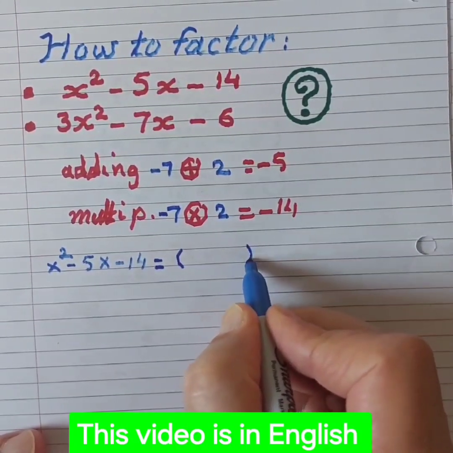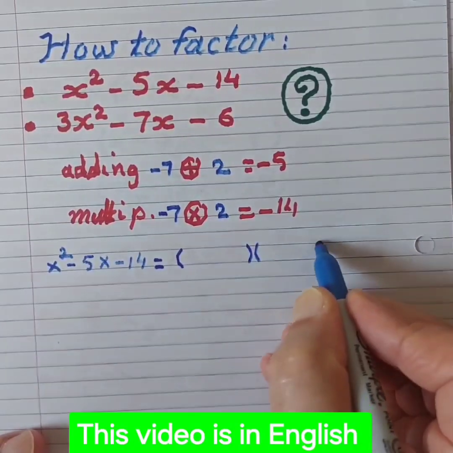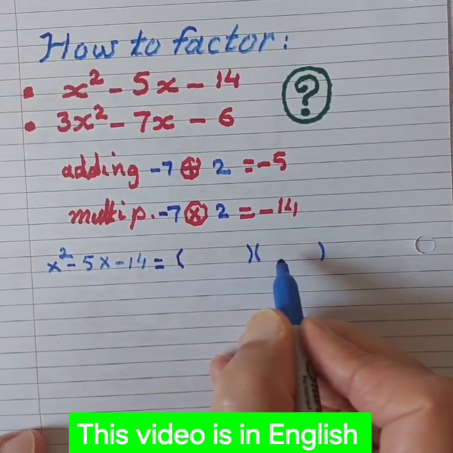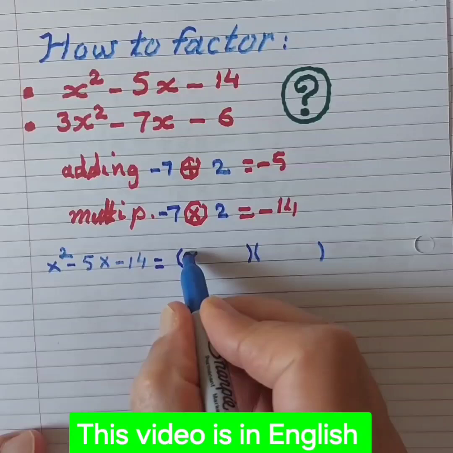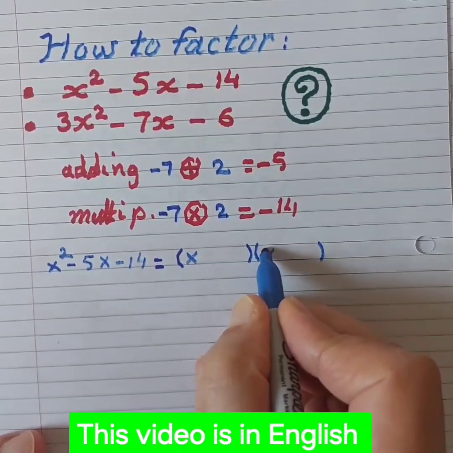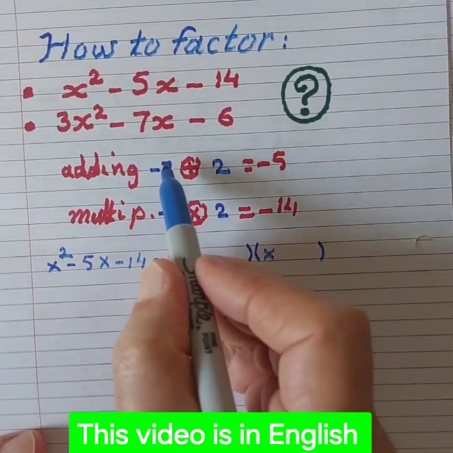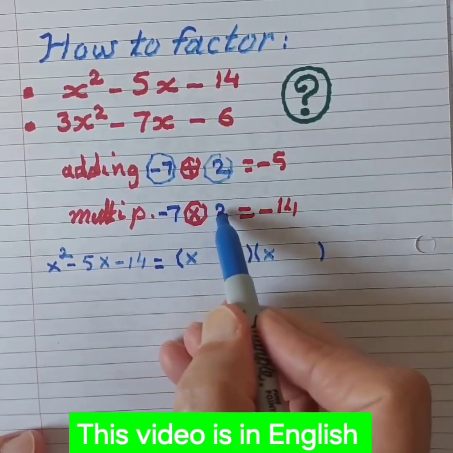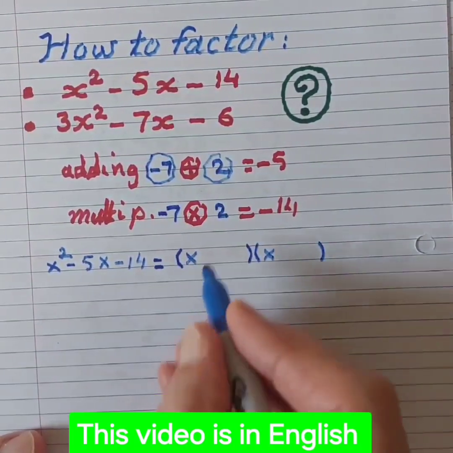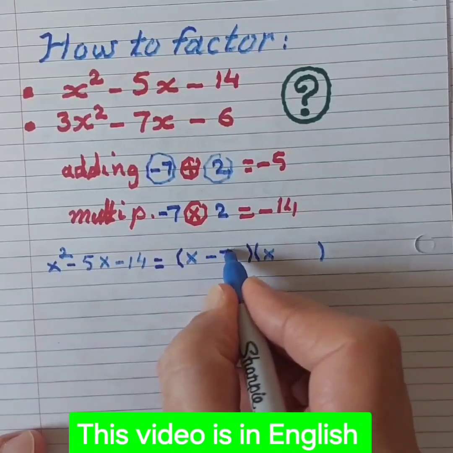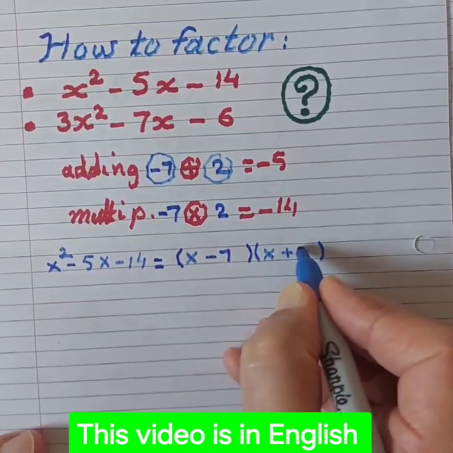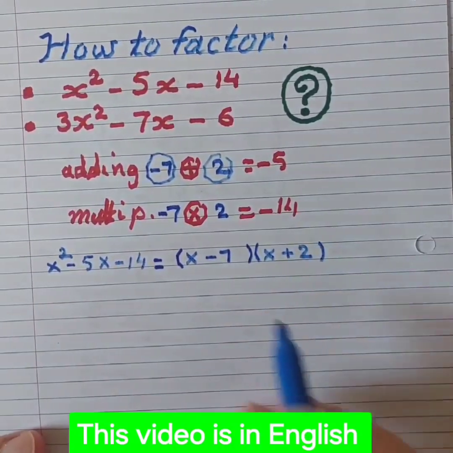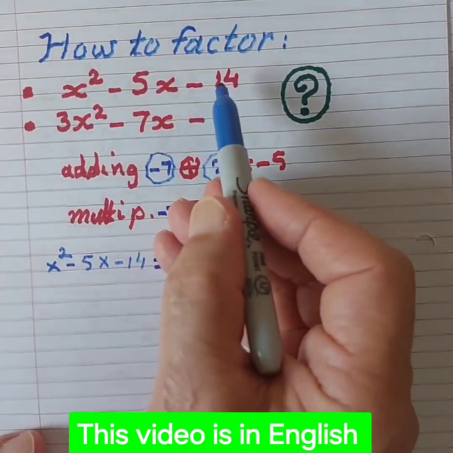I put two brackets here multiplied by another two brackets. What will I write inside? x and x. And then I write the two numbers, these or those: minus 7 and plus 2. So this is the factoring for this trinomial.